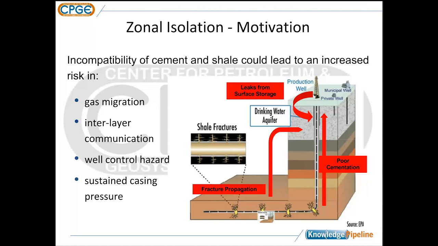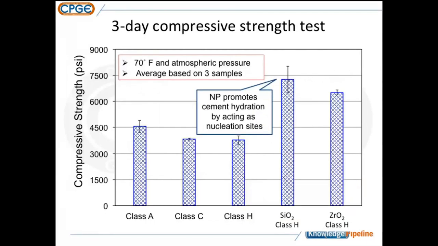Finally, I'd like to touch a little bit on some interesting work we've been doing using nanoparticles to help with cement bonding and zonal isolation. Just briefly, zonal isolation is the ability of the casing and the cement to prevent the contact of various zones within the well with each other. This is a major issue with safety, because you want to prevent gas migration and pressure communication between layers, and it's essential for good well control and maintaining good production pressures.